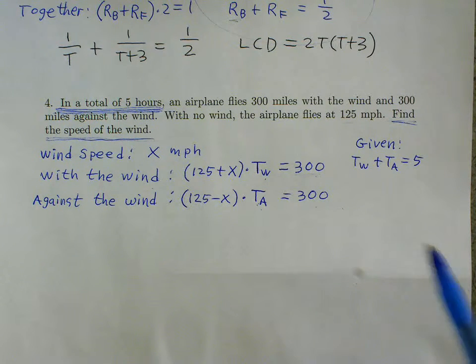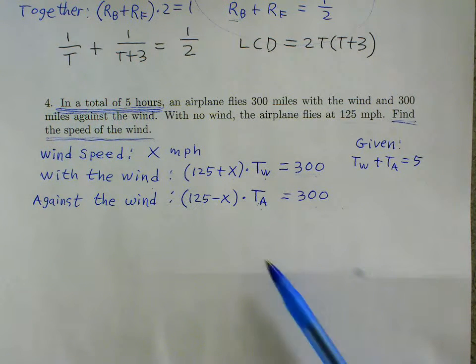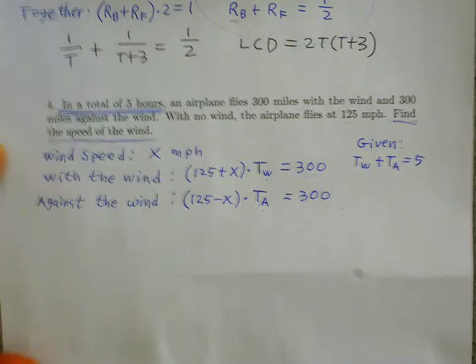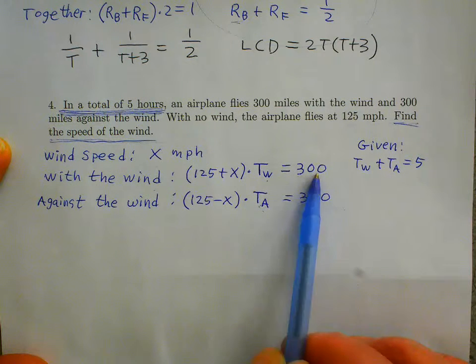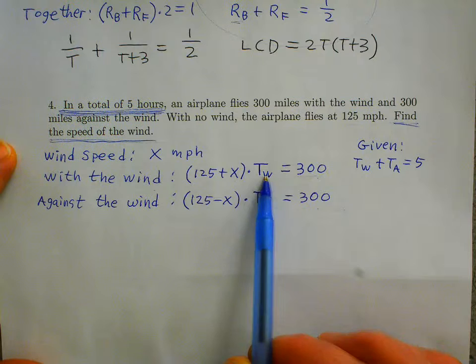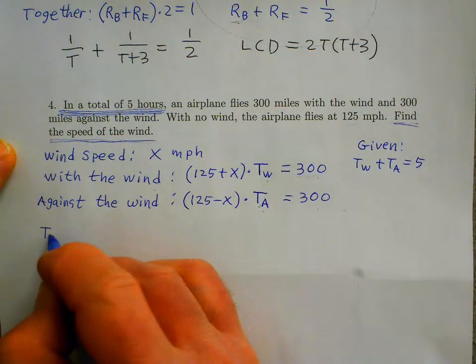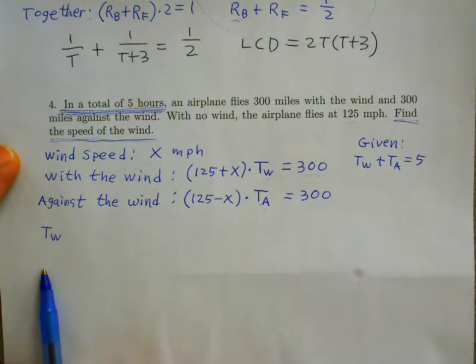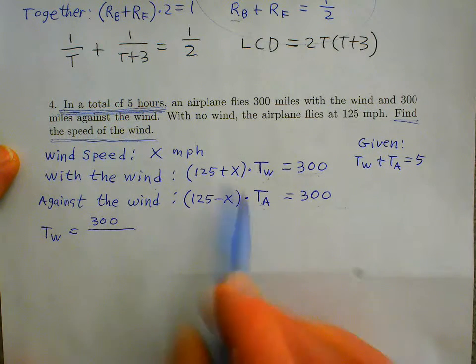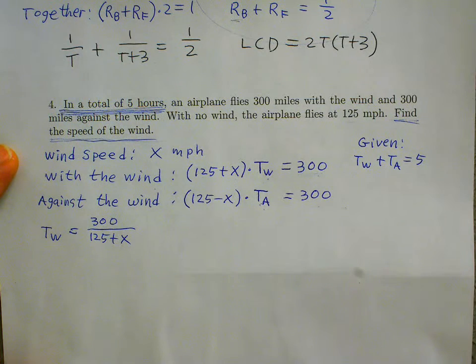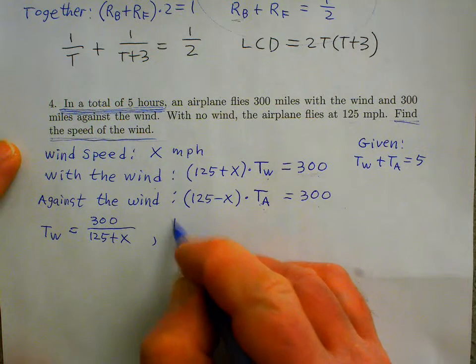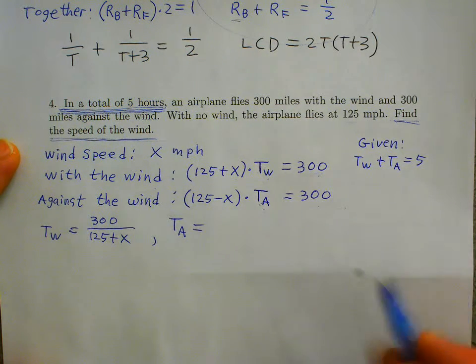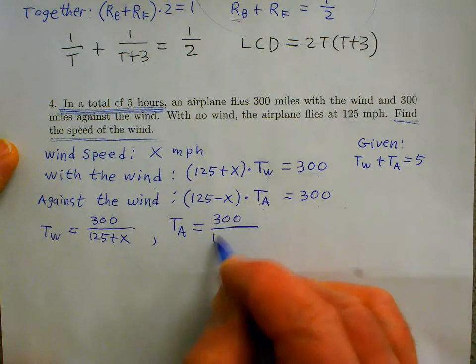Remember what the goal is. The goal is to get one equation whose only variable is x. We're going to use these three equations to get us there. Solve the equation 125 plus x times T sub W equals 300 for T sub W. Remember, time equals distance divided by rate. So the time to fly 300 miles with the wind is 300 miles divided by the rate, 125 plus x miles per hour. Solve the other equation for its time. Time is distance divided by rate. So the time to fly 300 miles against the wind is 300 miles divided by the rate, 125 minus x miles per hour.